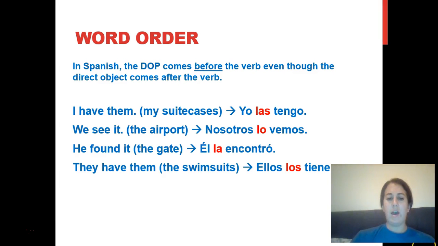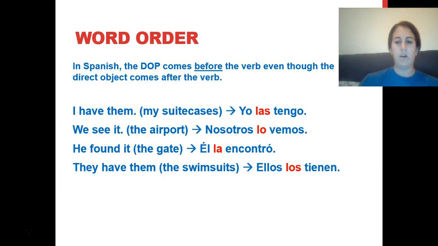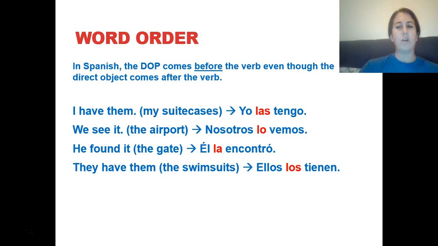And then finally, they have them. Sorry, can you see there? They have them, and we're talking about the swimsuits. Ellos los tienen.